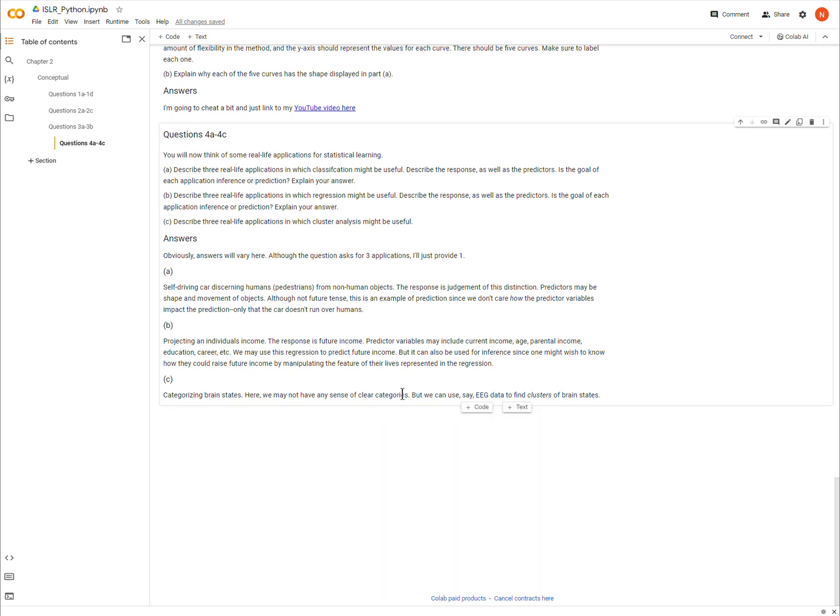So the reason that this might be good for cluster analysis is I might not have a clear sense of these different categories of these different brain states, these different clusters, right? But I have EEG data, and I can apply a cluster analysis, and I'm telling the algorithm, go in here and with the data distinguish things, periods of time that look similar to other periods of time, and we'll call those brain states. Okay, so those are my answers.